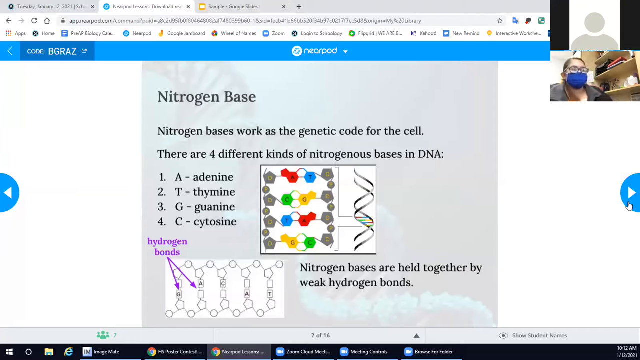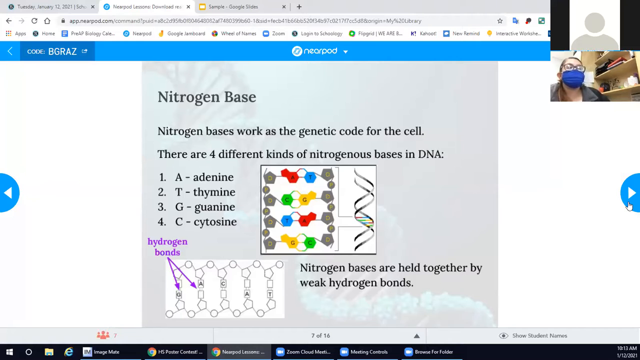So a nitrogen base works as the genetic code for the cell. Basically, it gives the instructions for your cell. The way they're ordered and arranged is how our cell knows what to do. It also explains what we're going to look like based on their order and arrangement. So DNA has 4 different kinds of nitrogen bases: adenine, thymine, guanine, and cytosine. Those are the 4 kinds of nitrogen bases for DNA. We're going to learn later on that RNA has something different, but we're not going to focus on that yet. I just want you to pay attention to these main 4.